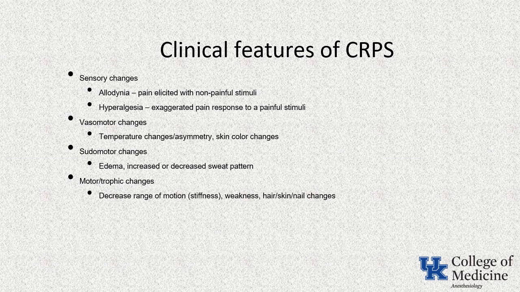Clinical features: sensory changes, as discussed, allodynia and hyperalgesia. Vasomotor changes, which include the extremity being warm or cold, or color changes. Pseudomotor changes, where you can have swelling, edema, or increased or decreased sweat pattern. Motor or trophic changes, where you can have decreased range of motion or stiffness, weakness, or changes in the skin, hair, and nails.